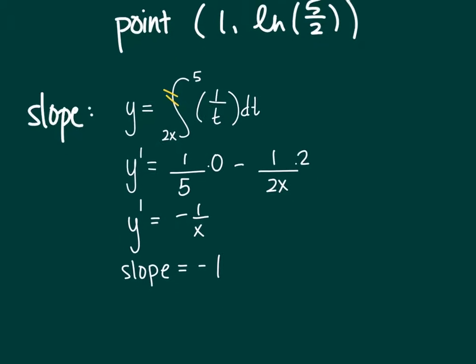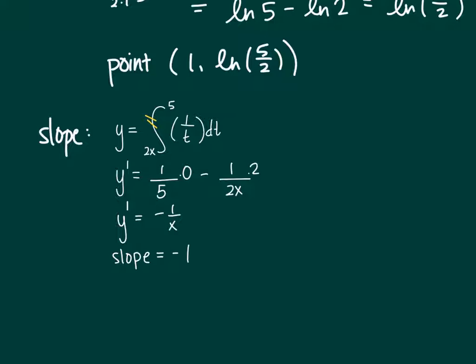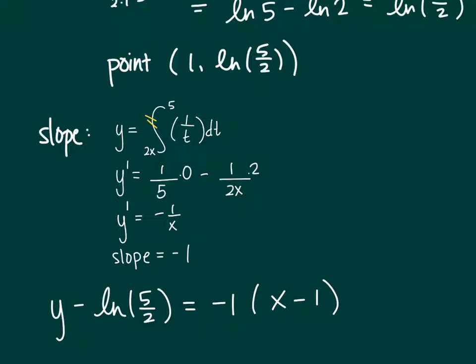So now I have a point and a slope to work with, and I can write my tangent line. And this just goes back to, have we even done this since Christmas vacation? Okay, writing a tangent line, y minus y1 equals m times x minus x1, and that's my tangent line.